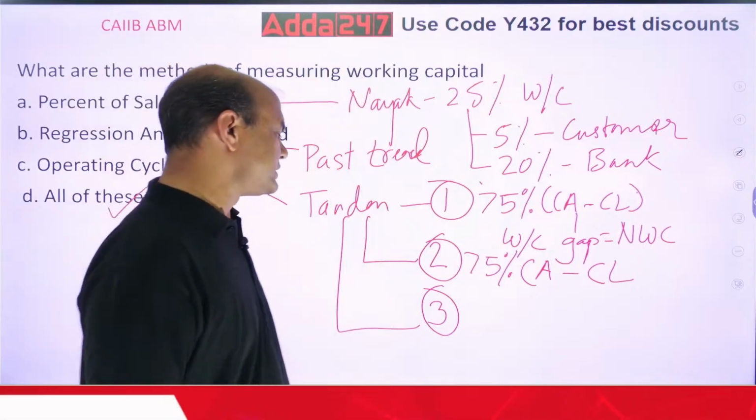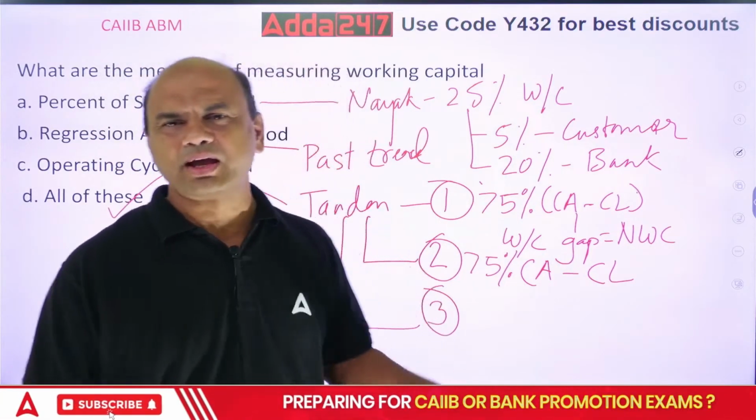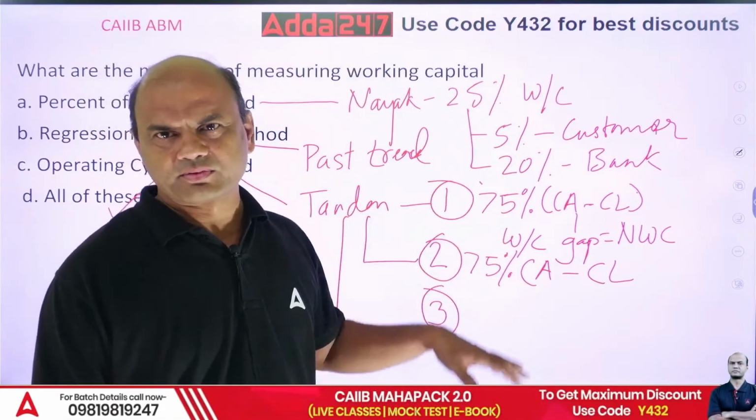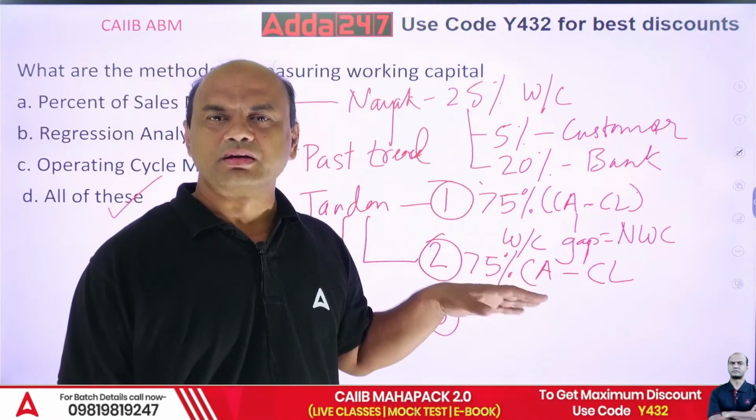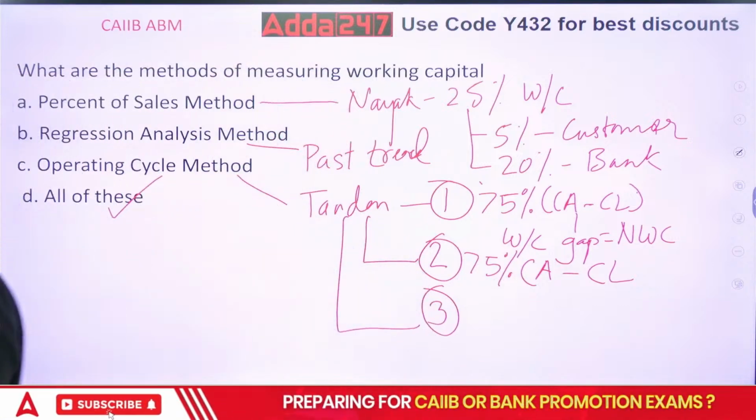Now what is the third method? There is something called core current asset. In fact, I have this topic in today's lecture only. So at that time also I will explain it to you. Again, we are having this.